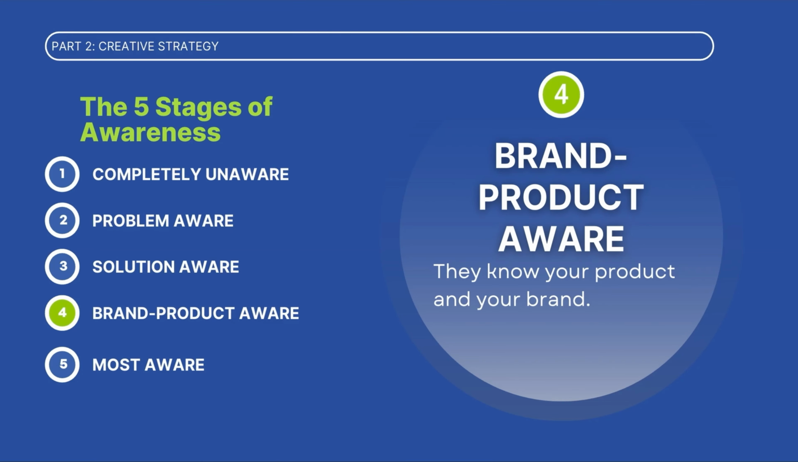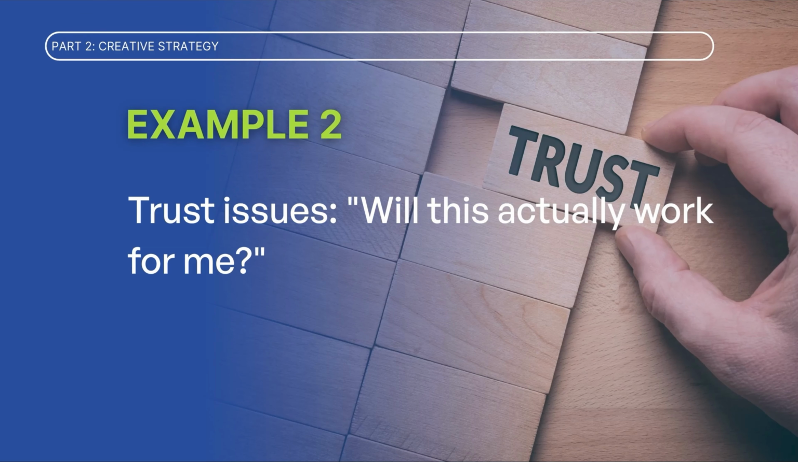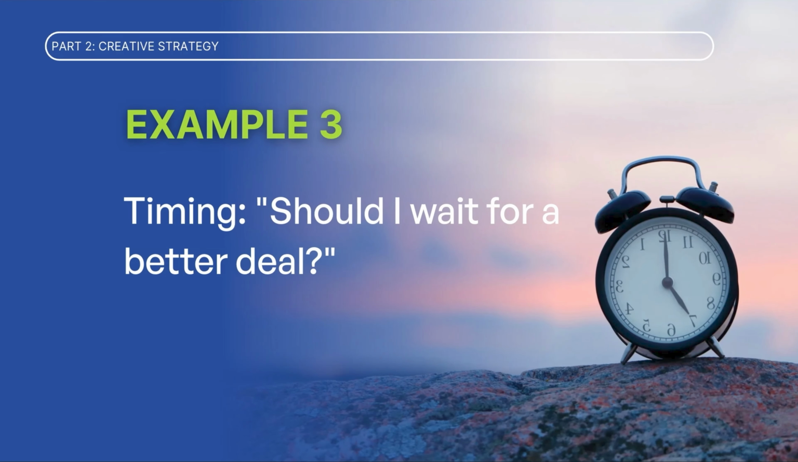Stage 4. Product and brand aware. These people know your product and your brand. Maybe they've browsed your site and maybe even added something to cart, but something's stopping them from buying. Here's what might be in their heads. Price concerns. Is it worth the investment? Trust issues. Will this actually work for me? Timing. Should I wait for a better deal?